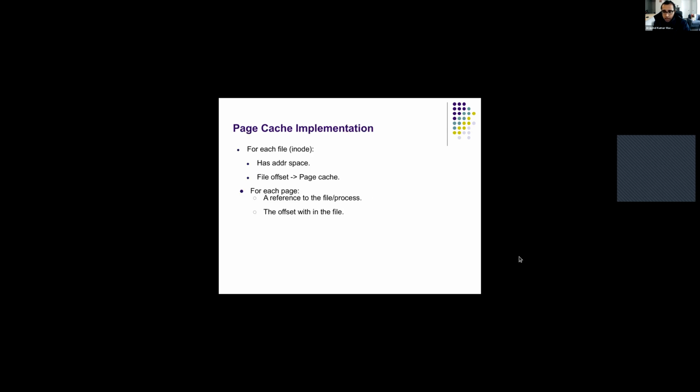The way the page cache is implemented is that each file has an address space, so each file has its own pages, its own page cache. Basically the inode and the corresponding file offset will be mapped to a page in the page cache. So there is a map from inode number and file offset to the page. That is how page caches are maintained.